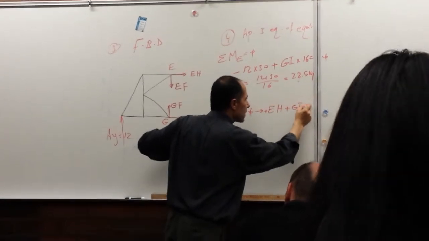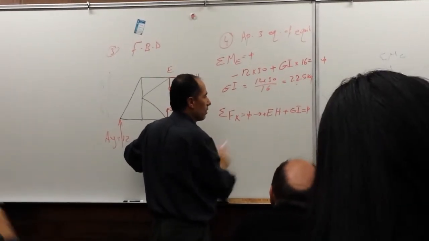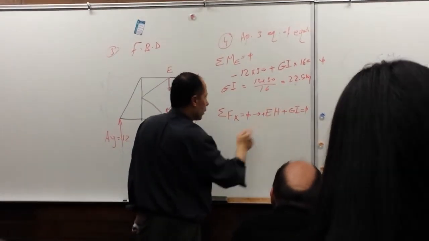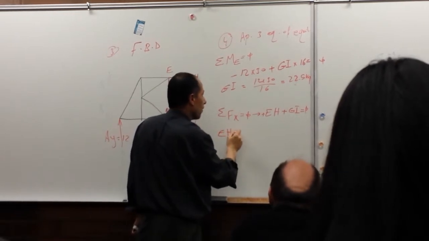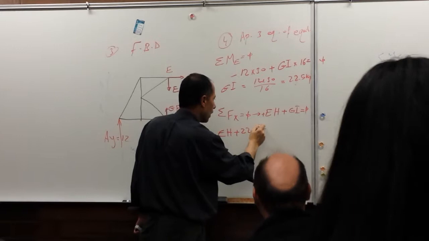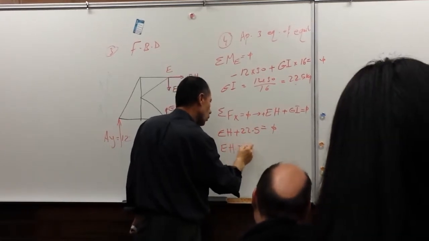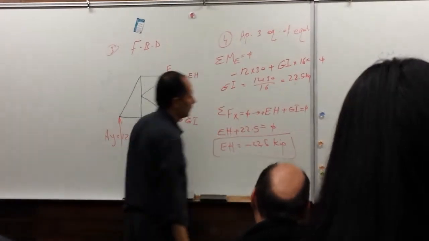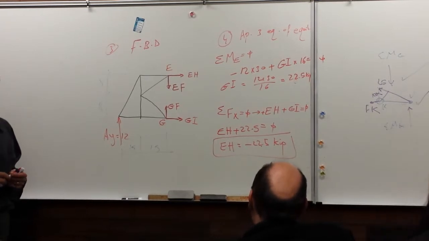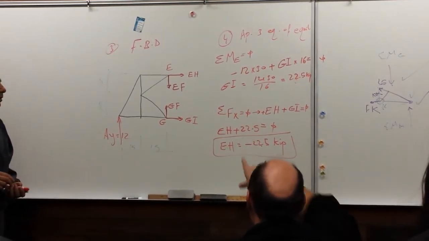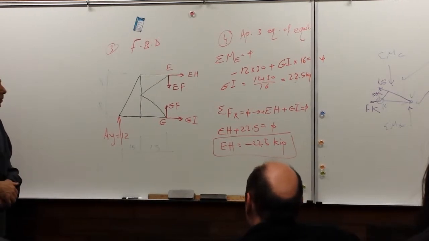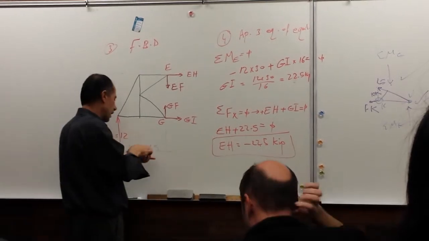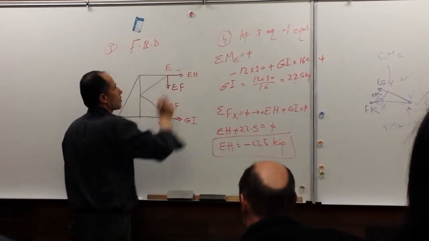is positive, equals 0. Or it's going to be a negative because you've got to get over to the other side. Now, GI is 22.5. So EH positive 22.5 equals 0, or EH equals negative 22.5. Correct? Which means that's the opposite of what's assumed, so that would be a compression. Instead of pulling away, it's pushing in on that.